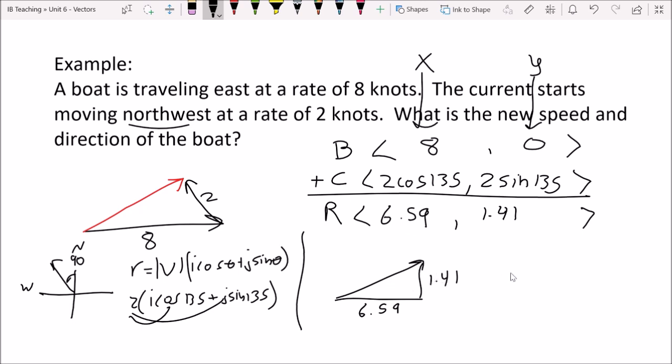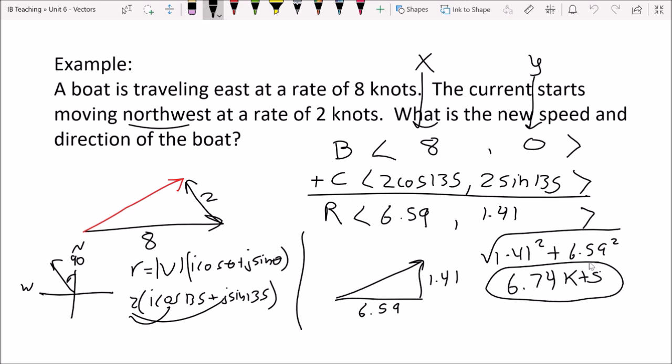So I want to know the magnitude. That would be square 'em, add 'em, root 'em. So 1.41 squared plus 6.59 squared, take a square root of that. I'm going to take a moment here and type that in my calculator. And I get 6.74. So 6.74 knots is my new speed, and that's KTS for knots.